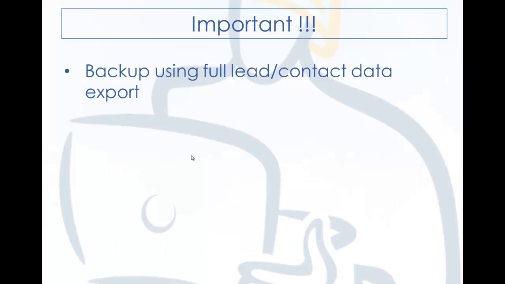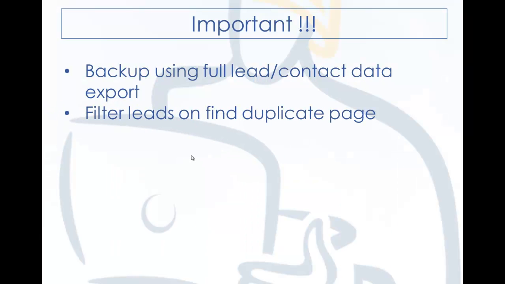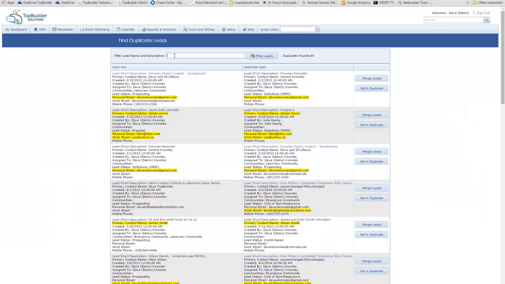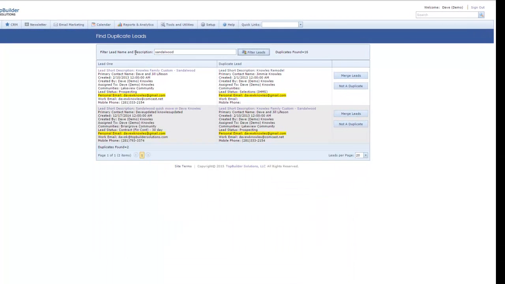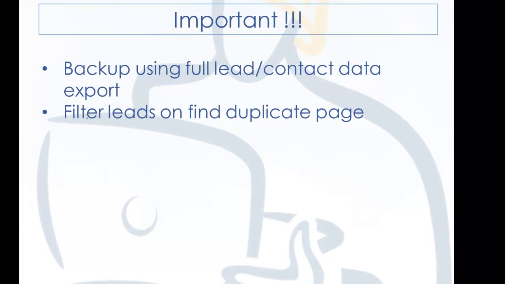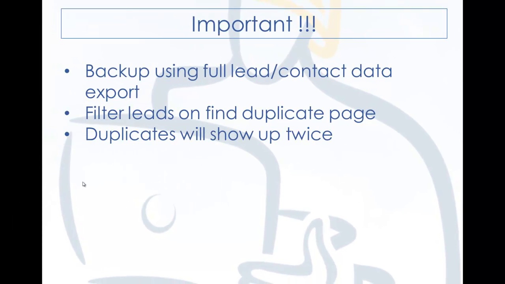Now the second thing is, and I showed you this, you can filter your duplicates here. So I can say, well, I know I have a Knowles in there multiple times. I sure do. And then you can filter by Knowles, or something in the short description or long description like I showed you before. Okay, so that's pretty cool. Now, duplicates do show up in the list twice, but once you remove the duplicate, they're both gone.